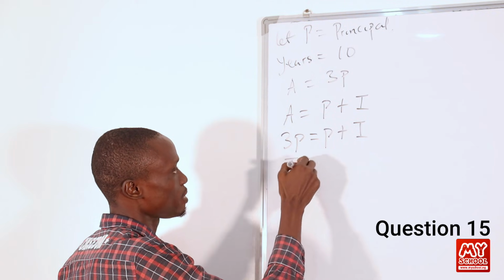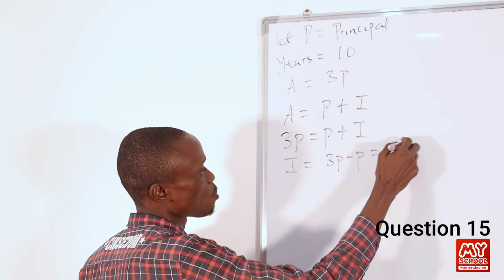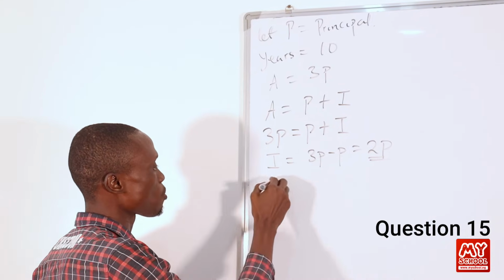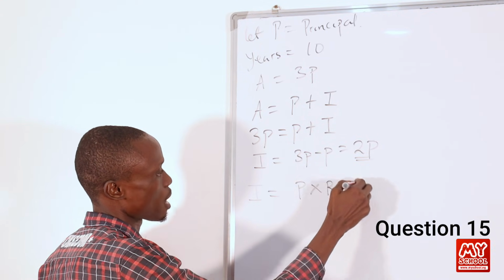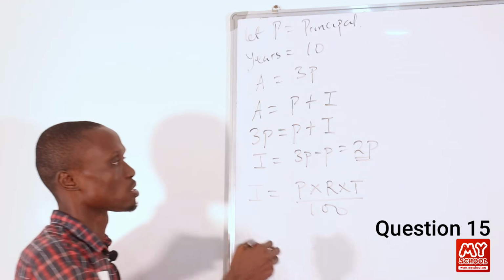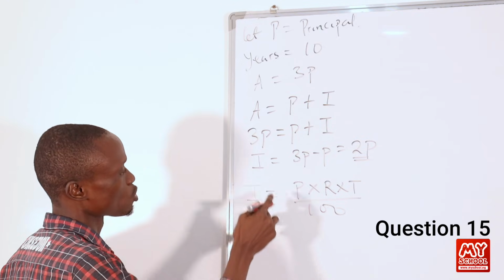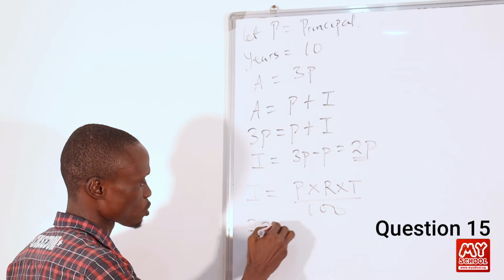By saying that I is equals to 3P minus P. That will give us 2P. Okay, so our interest is equals to 2P. But simple interest is giving us principal times rate times time all over 100. So we simply substitute our values into the equation. So we know that our interest is equals to 2P.